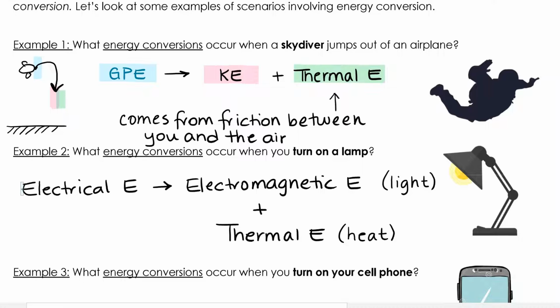When you turn on a lamp, you supply it with electricity. That electrical energy goes on to do work by producing electromagnetic energy, i.e. light, and thermal energy, or heat. Depending on whether it's a regular lamp, it might produce visible light, or if it's an infrared lamp, it might produce infrared rays. Thermal energy or heat is usually an accidental byproduct, something that we don't intend, unless it's a heat lamp, for example.